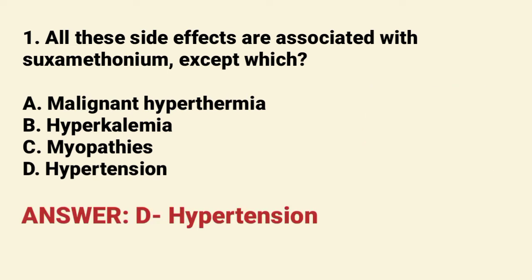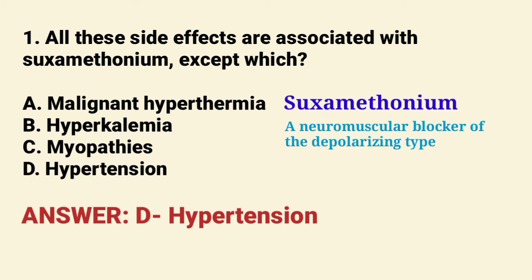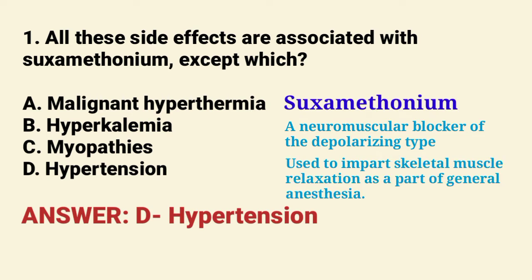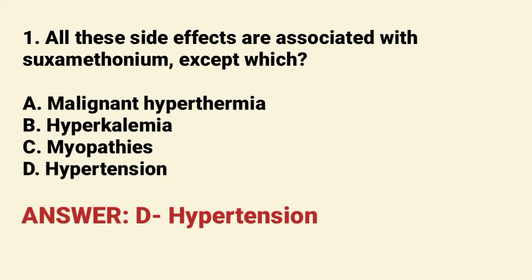Answer D. Hypertension. Succinylcholine is a neuromuscular blocker of the depolarizing type, a drug used to impart skeletal muscle relaxation as a part of general anesthesia. Side effects include malignant hyperthermia, hyperkalemia, and myopathies. However, it decreases blood pressure, causing hypotension. That's why hypertension is not one of the side effects.